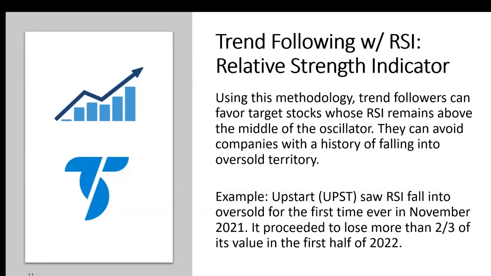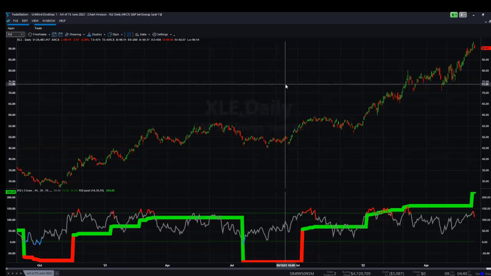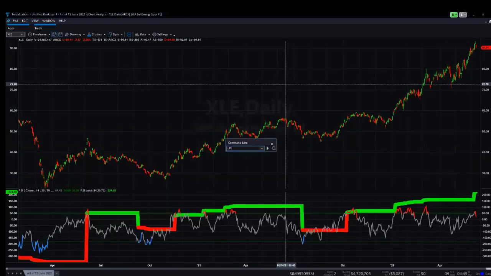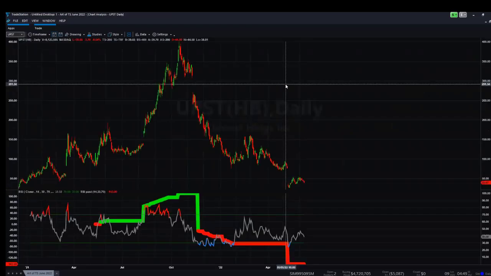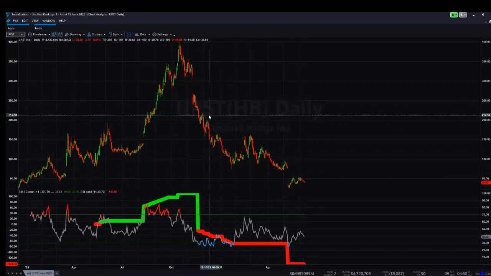Using this methodology, trend followers can target favored stocks, it should say, whose RSI remains above the middle of the oscillator. They can avoid companies with a history of falling into oversold territory. So for example, I want to just point this out. When a downtrend begins, the real flag can be something like a bad reading on RSI. So look at, for example, Upstart Holdings back in November of last year. Once it fell down into oversold, it basically continued lower, significantly from that moment.